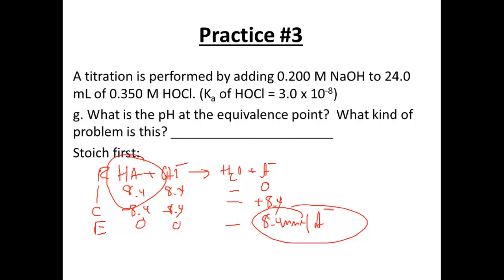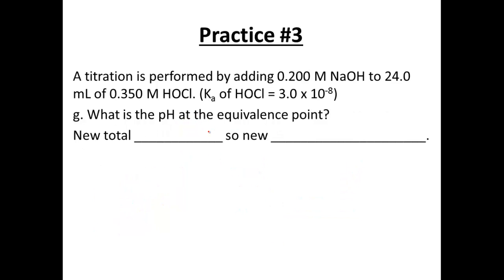Okay. Now to find the pH, remember stoichiometry first and ask yourself, what do we have? Well, what we have here is a weak base. Okay, this is now just going to be a weak base problem. Remember weak base problems, you need to use K something, in this case we need to use Kb to solve for the weak base. Now one thing to remember is that there's a new total volume. So therefore there's a new concentration.